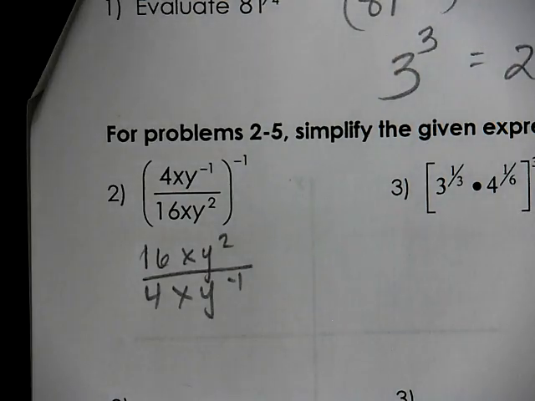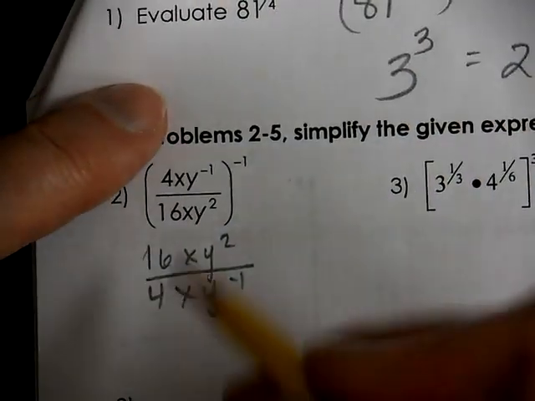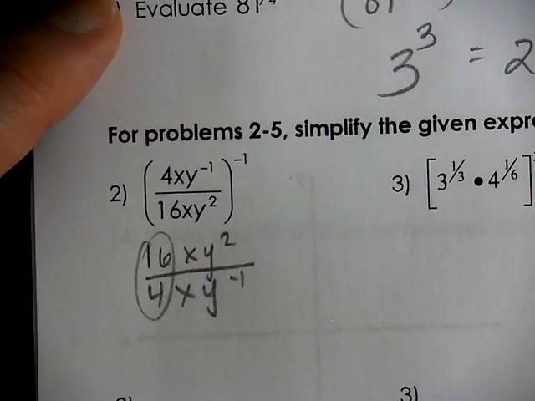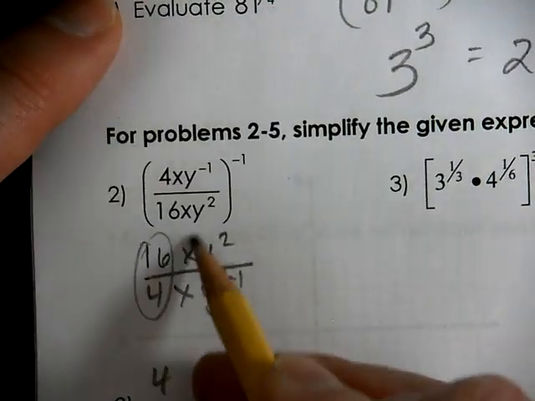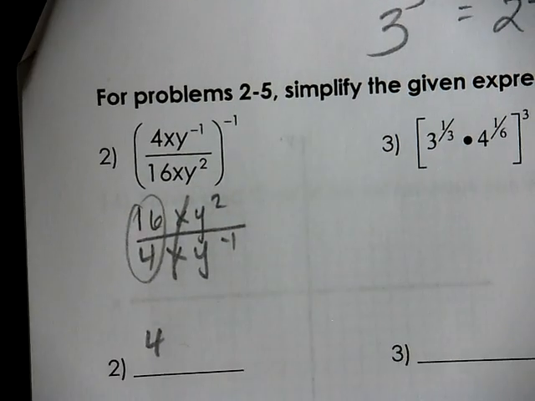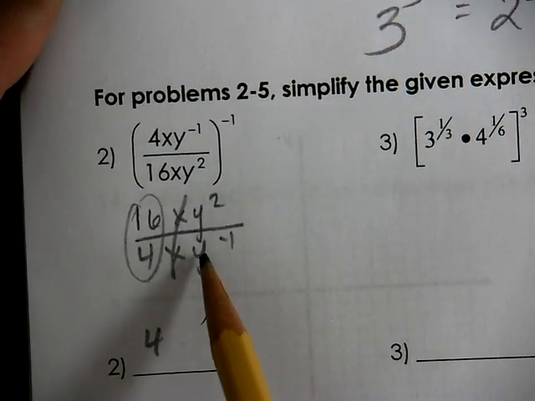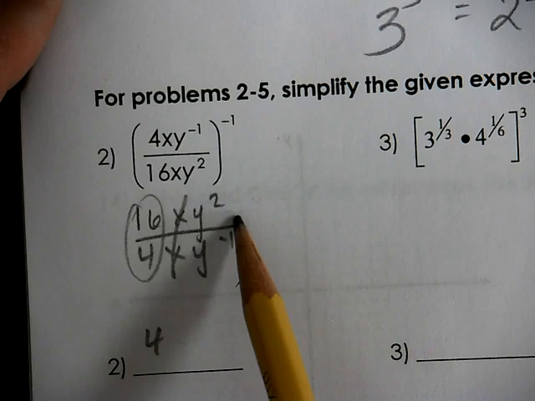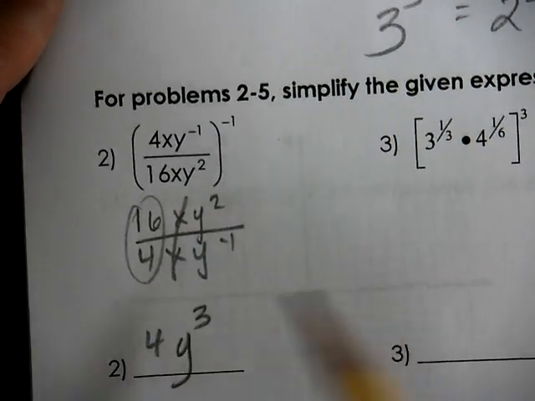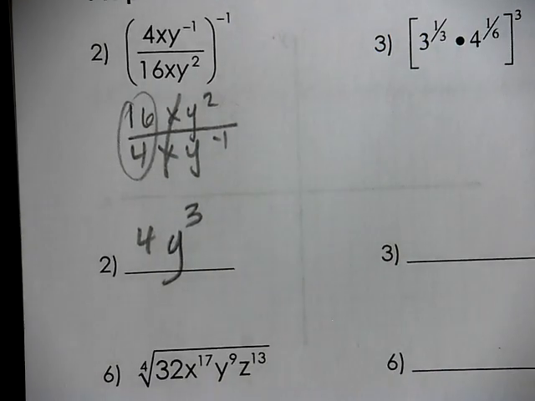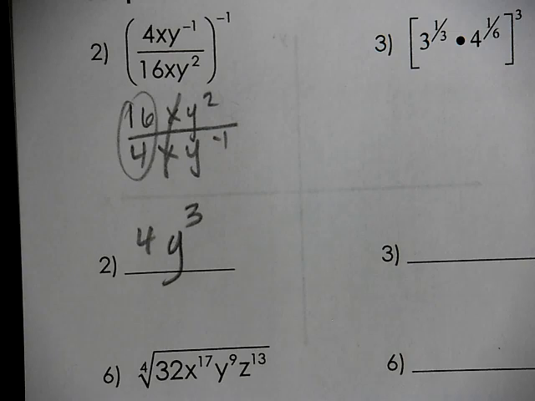Now it's time to try to simplify this. So the 16 divided by 4 becomes 4. The x's themselves will cross out. And you're going to bring a y to the 1st power up to the top with y squared already. So that's a total of y cubed. So that would be 4y cubed, the same value. Multiple ways to do that problem. That would be an obvious way to do it.